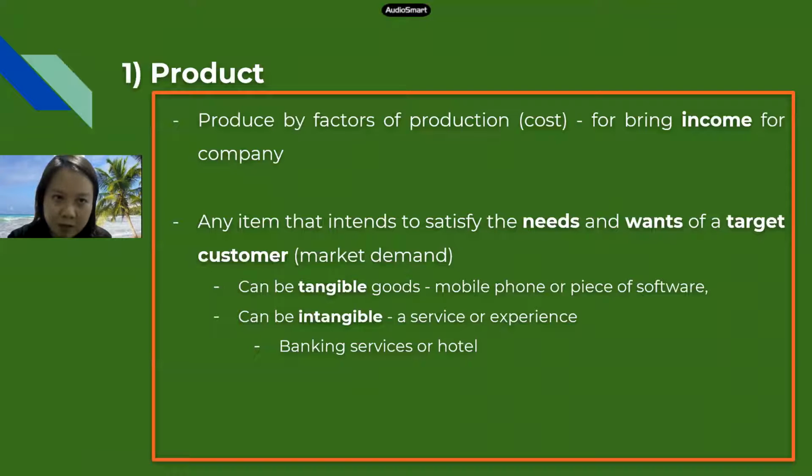The first P will be product. What is product? Product is produced by the factors of production, which incur cost, and they will sell it in the market, and from the sales we will bring income for the company.